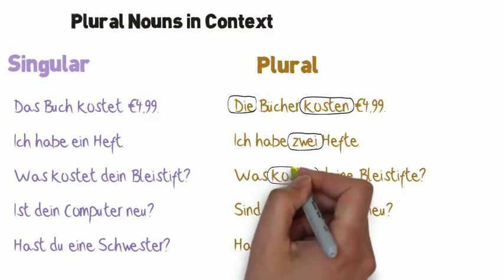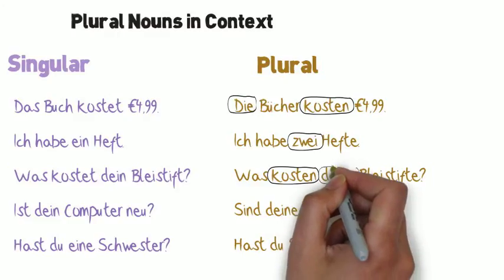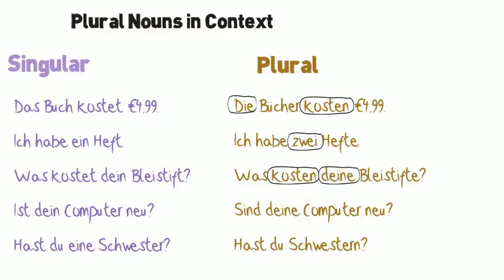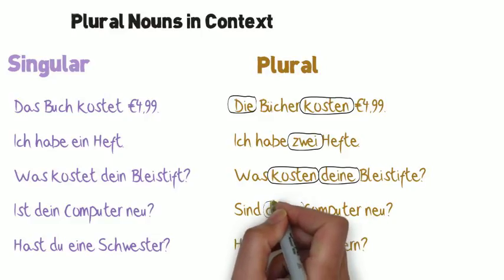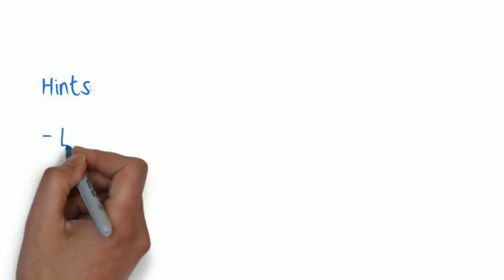This could actually be any number there. You just can't say a. I have a notebooks doesn't work. In the third sentence, kostet has again become kosten because the subject went from singular to plural. Dein has also become deine. The possessive forms add e's before plural nouns. The same change happens in the fourth sentence, and ist has also changed to sind. Finally, we've eliminated the word eine from the last sentence on the left. I can't ask you if you have a sisters, so we just eliminate the indefinite article altogether.